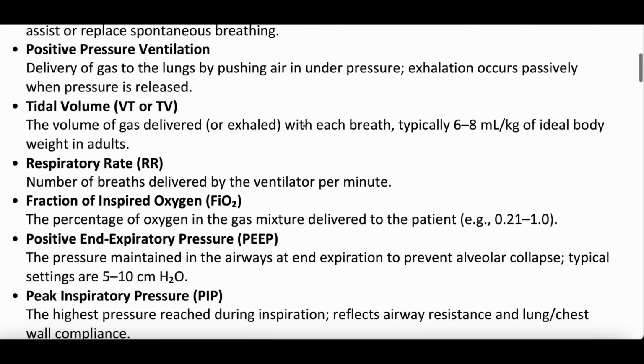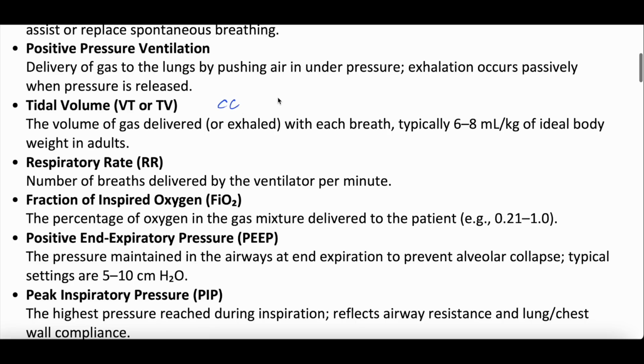All right, tidal volume. The tidal volume is the actual cc's of air that is being delivered with each breath. It's usually abbreviated TV. So it's the volume of gas delivered with each breath. And on a ventilator, we're typically targeting 6 to 8 cc's per kg of ideal body weight in adults. The ideal body weight is something you have to calculate based on height. This isn't their actual weight. This is their ideal body weight based on their height.